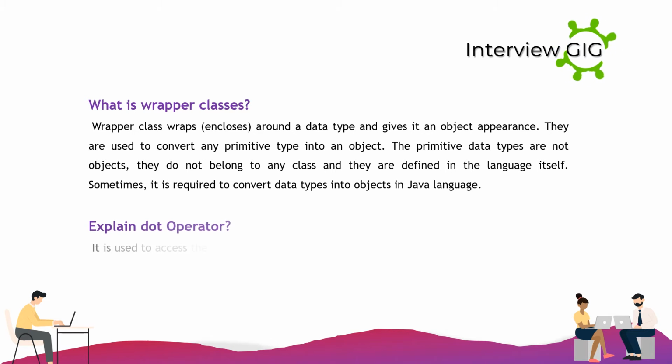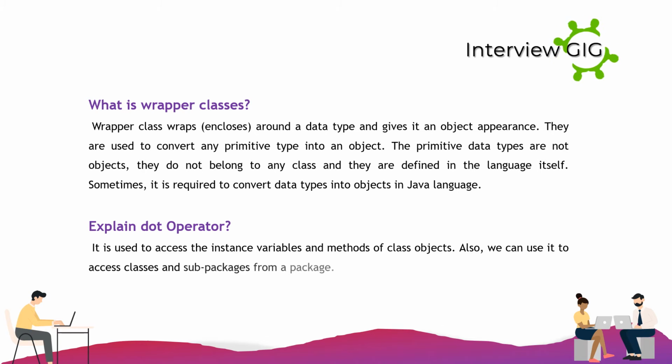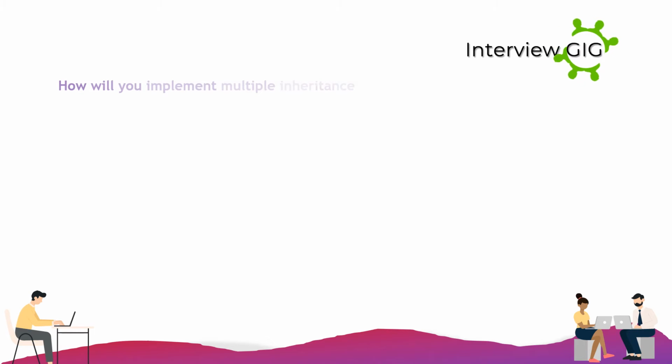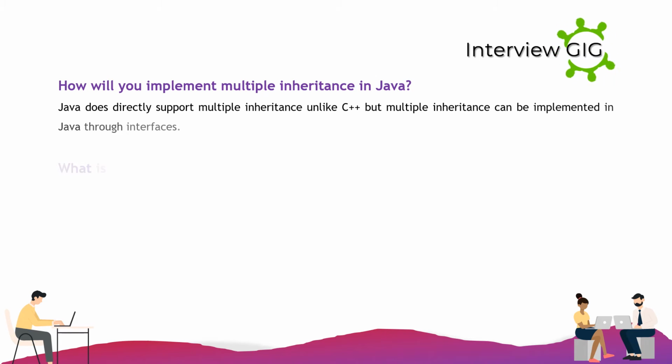Explain the dot operator. It is used to access the instance variables and methods of class objects. Also, we can use it to access classes and sub-packages from a package. How will you implement multiple inheritance in Java? Java does not directly support multiple inheritance unlike C++, but multiple inheritance can be implemented in Java through interfaces.